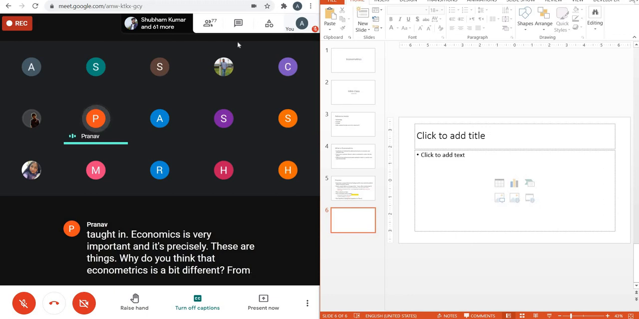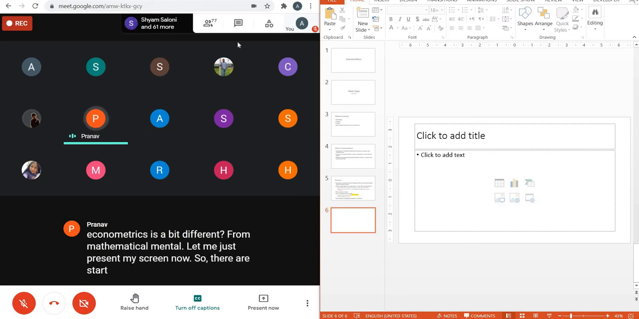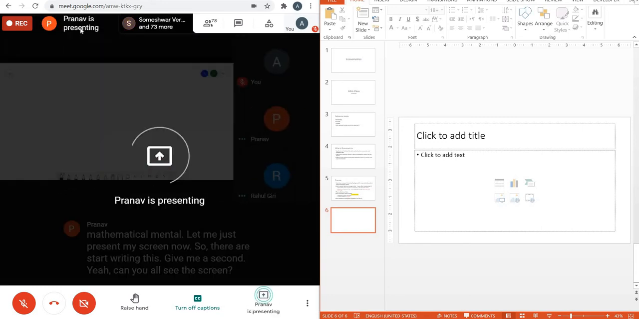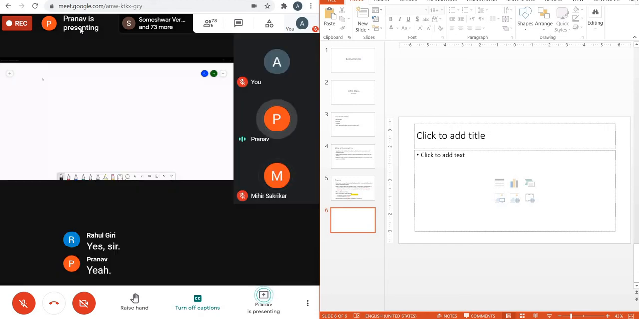from mathematical methods. Let me just present my screen now so that I can start writing. Just give me a second. Yeah, can you all see the screen? Yes, sir. Okay.